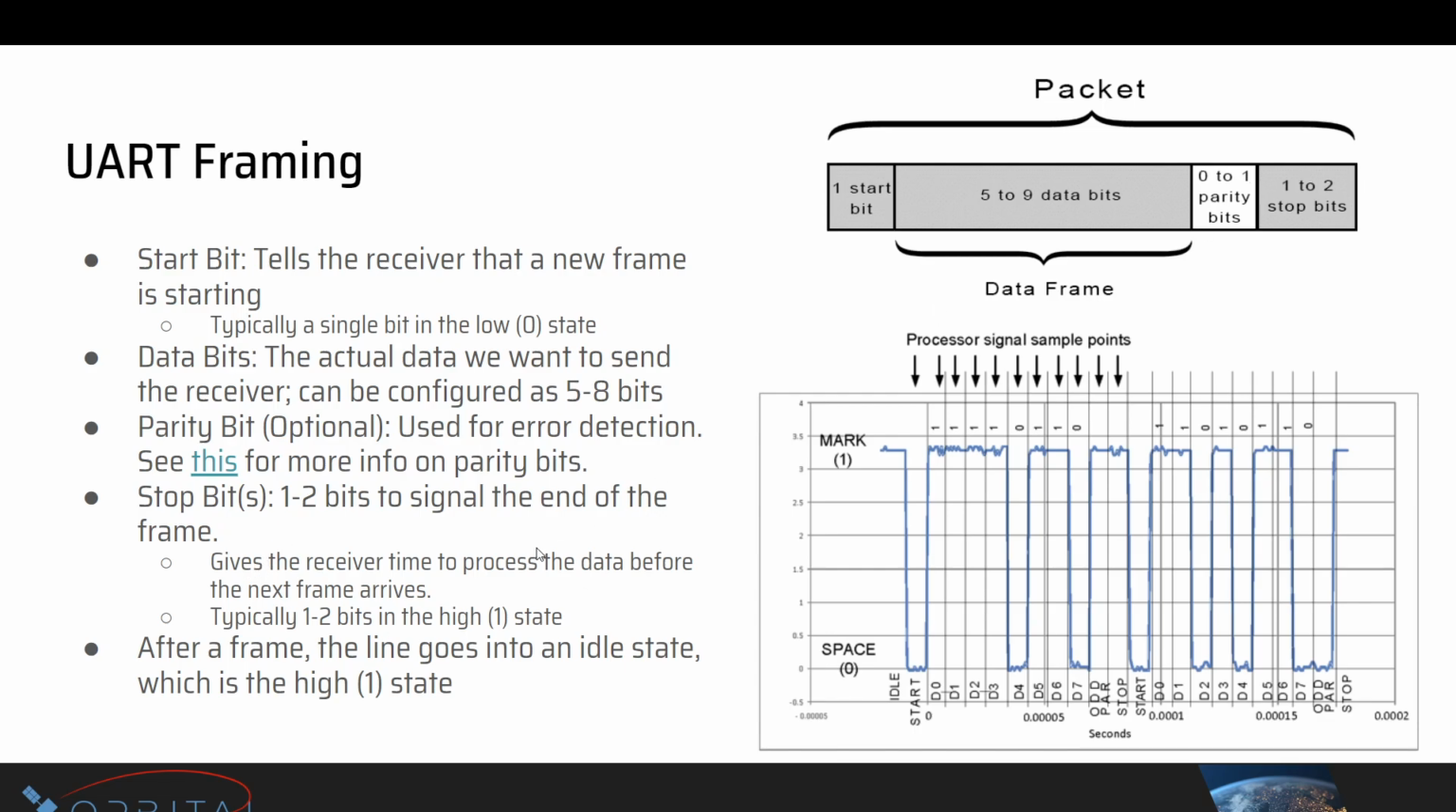And then after the parity bit, you have 1 to 2 stop bits to signal the end of a frame. This gives the receiver time to process the data before the next frame gets here. And it's usually 1 to 2 bits in the high state.